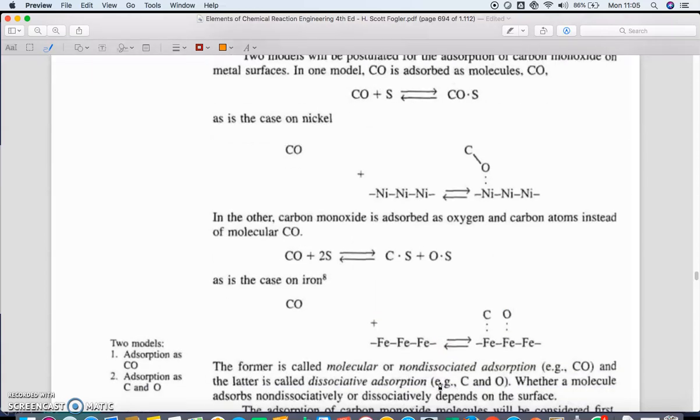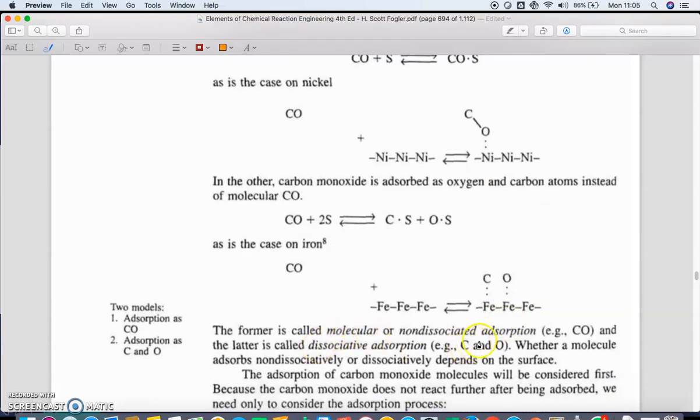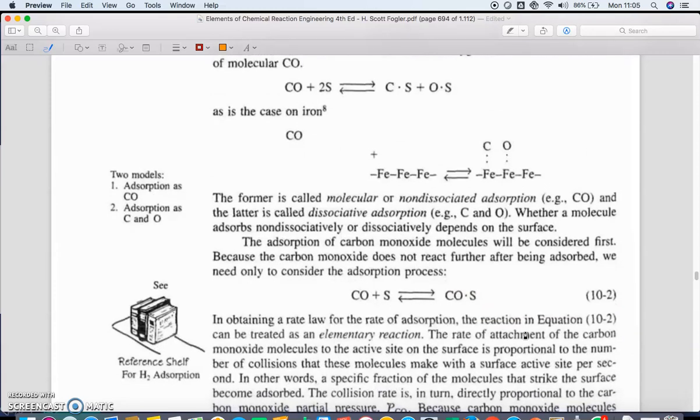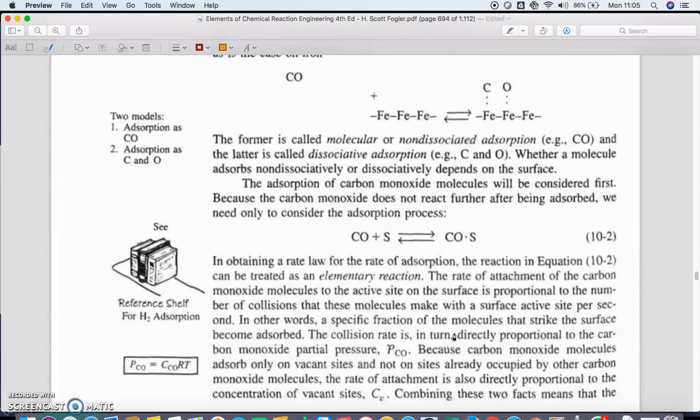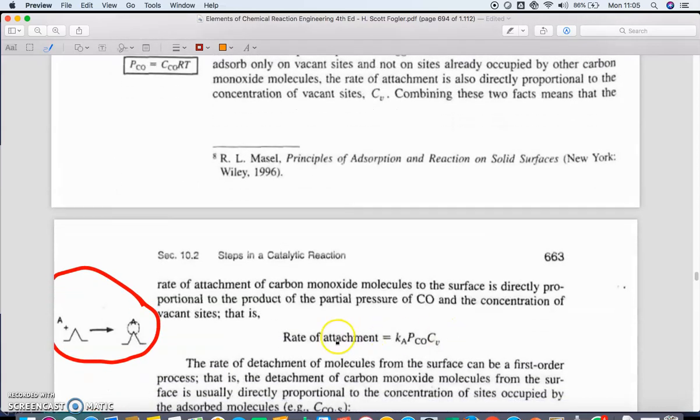The example for atomic adsorption is using iron, and this one is using nickel. So the former is called molecular, non-dissociated adsorption. Let's consider the first model, which is CO adsorbed to the catalyst S as molecular adsorption. We would like to derive a rate for every step in the mechanism.